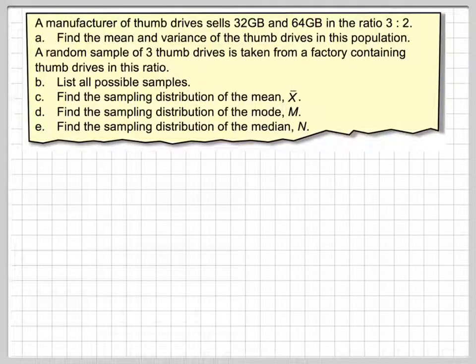Hi, in this video we're going to find the distribution of a population, and then we're going to make a sample from that. We're going to find the sampling distribution of the mean, the mode and the median. So let's just look at the question first.